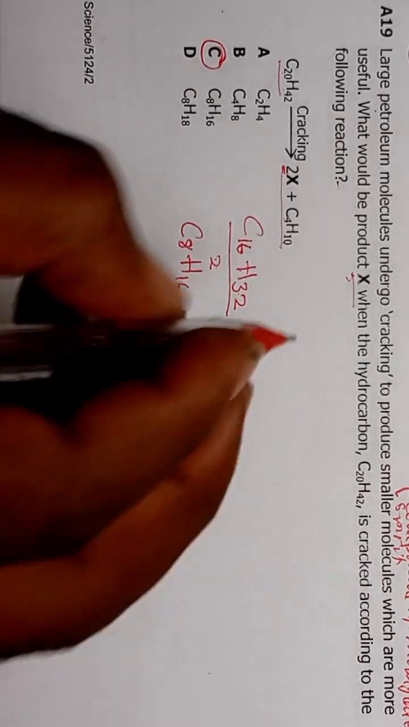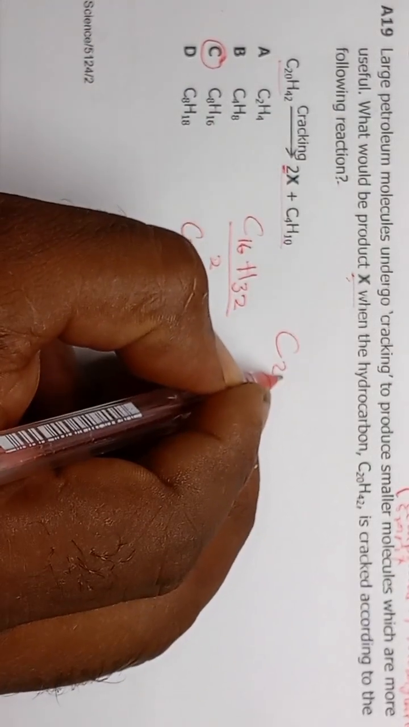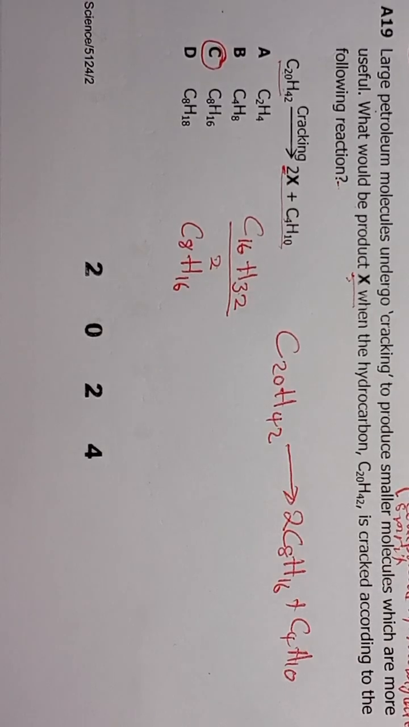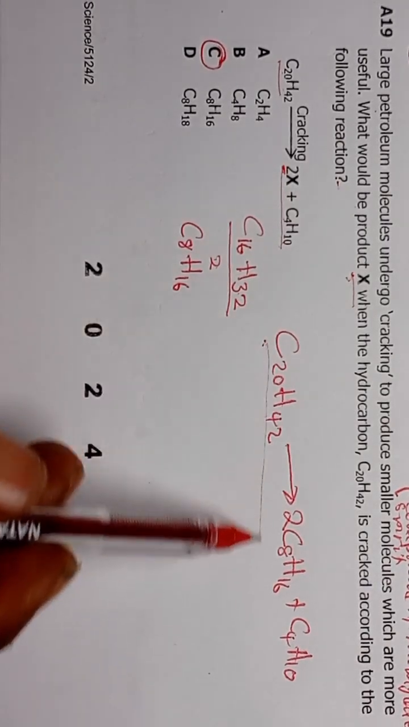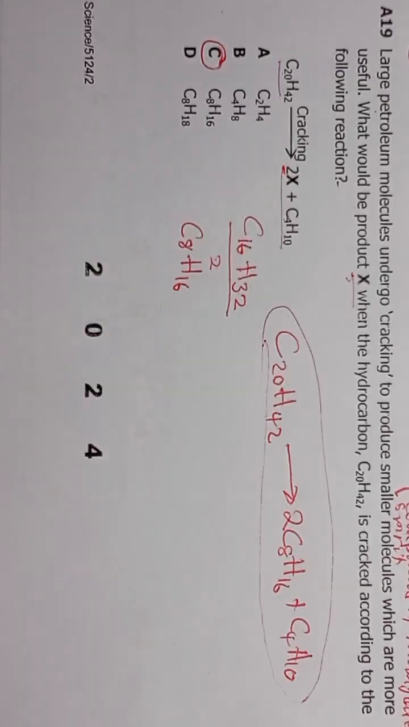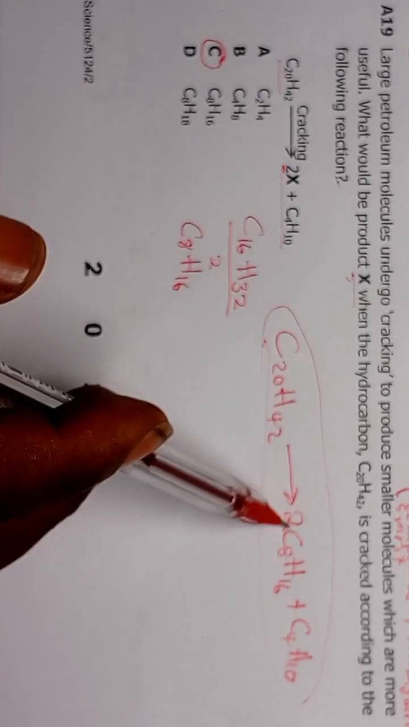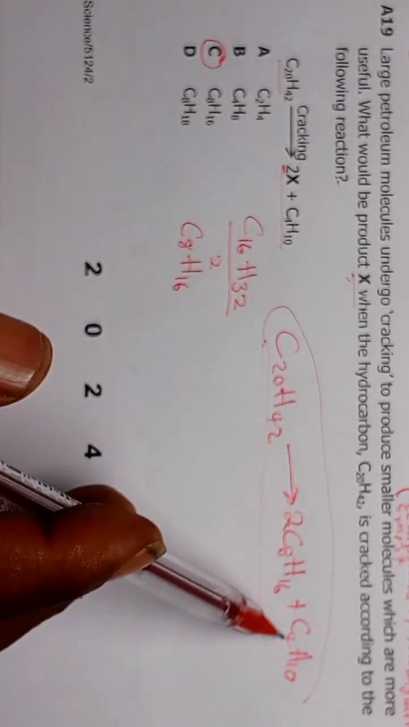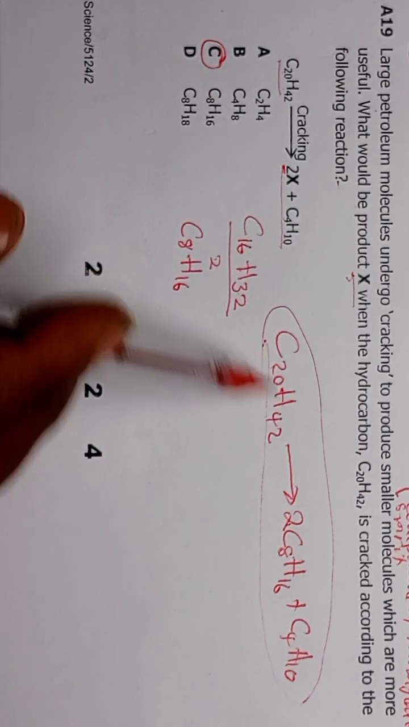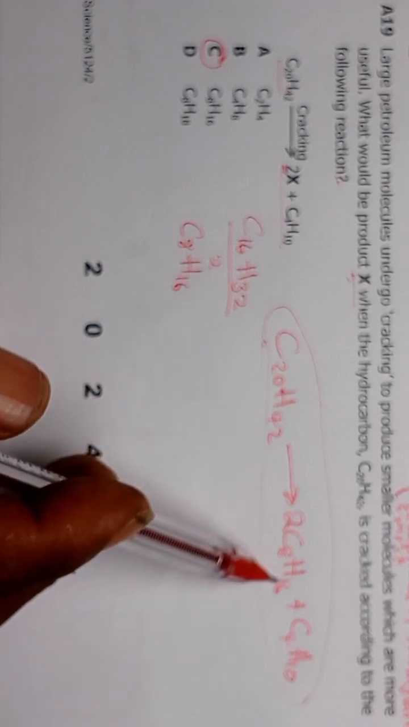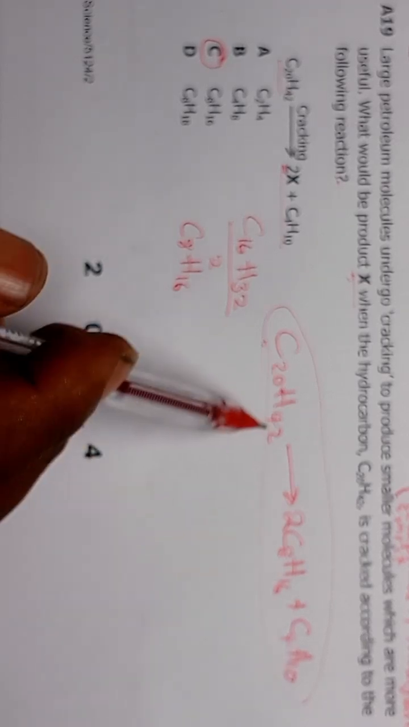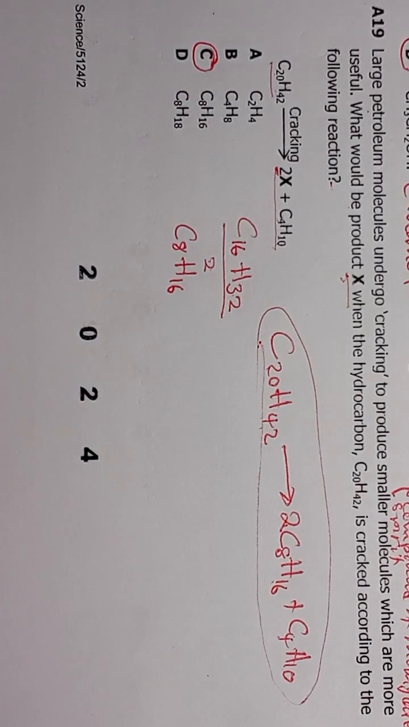So we can even rewrite. Now this is a balanced chemical equation. 2 times 8, 16. 16 plus 4, 20. 2 times 16, 32. 32 plus 10, 42. So it is balanced.